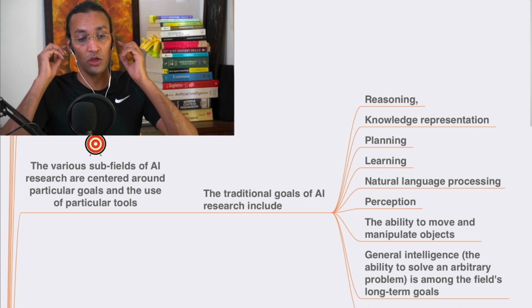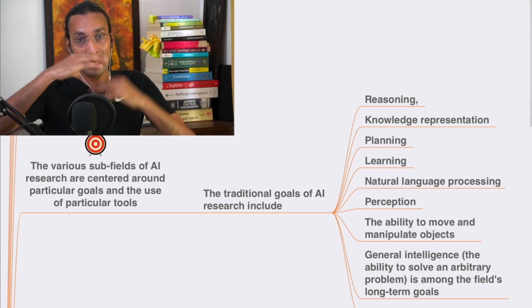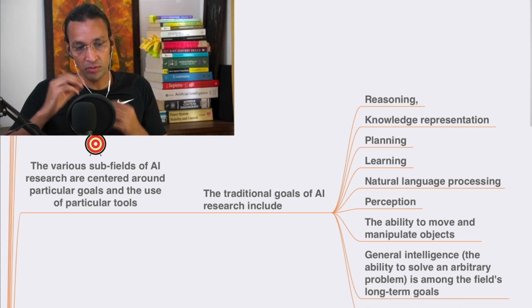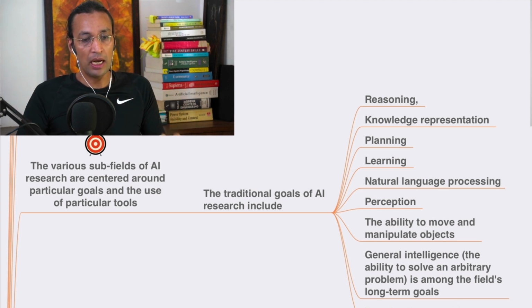That was the first thing. Knowledge representation, planning, learning, natural language processing, perception, and the ability to move and manipulate objects. General intelligence, the ability to solve an arbitrary problem, is among the field's long-term goals.